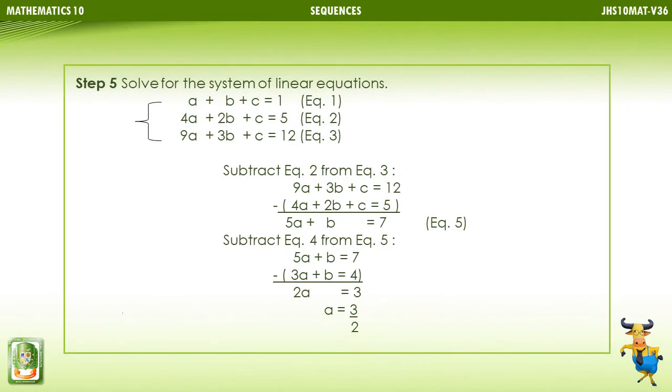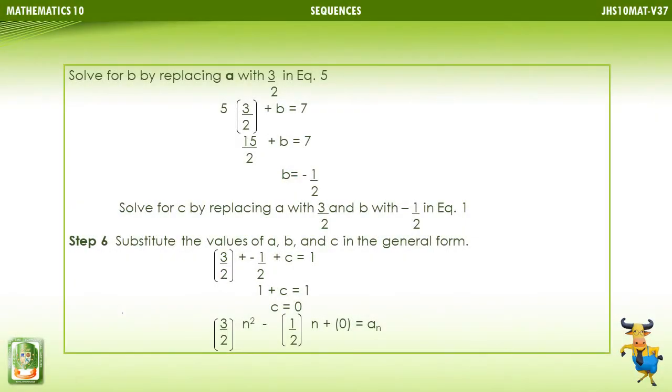Step 5. Solve for the system of linear equations. a plus b plus c equals 1, equation 1. 4a plus 2b plus c equals 5, equation 2. 9a plus 3b plus c equals 12, equation 3. Subtract equation 2 from equation 3: 9a plus 3b plus c equals 12 minus 4a plus 2b plus c equals 5 gives 5a plus b equals 7, equation 5. Subtract equation 4 from equation 5: 5a plus b equals 7 minus 3a plus b equals 4 gives 2a equals 3, so a equals 3 halves.